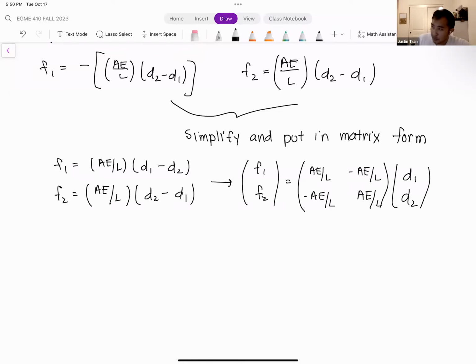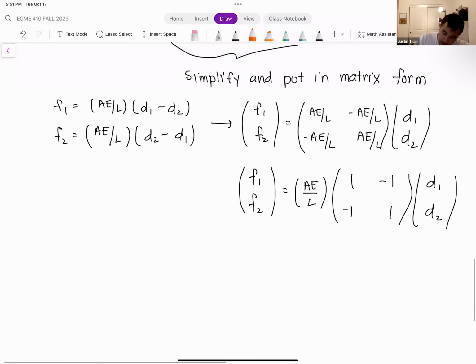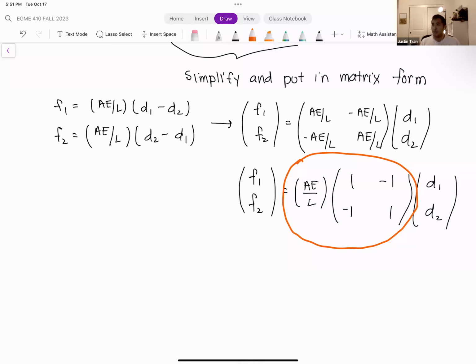Just for the sake of simplicity, let me factor out AE over L because that's just a constant, and there's no need for it to show up in every entry. So you have F1, F2 is equal to AE over L multiplied by the matrix 1, minus 1, minus 1, 1, times D1, D2. And this matrix that comes out of it is exactly our element stiffness matrix for a truss.